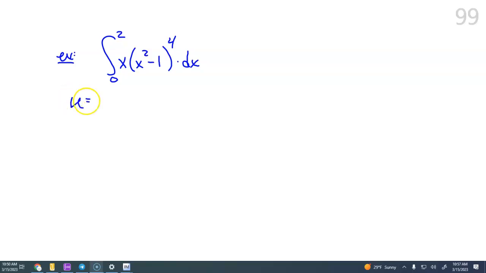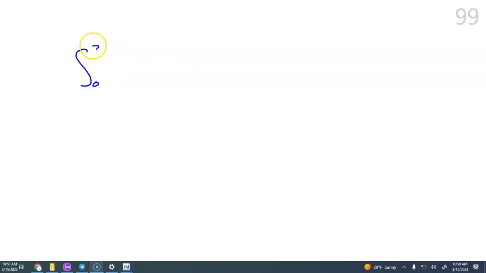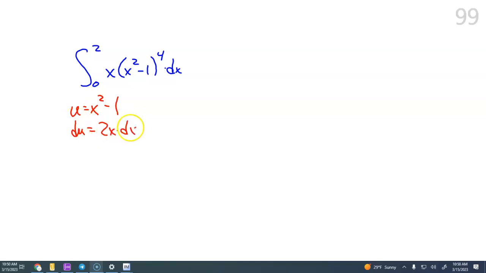I'm going to go through and say, okay, u equals the little guy. We'll integrate from 0 to 2 of x times x squared minus 1 to the 4th. So u is the little guy, so u is your x squared minus 1. So du is 2x times dx. But up here I have x times dx. So I need to multiply this by some number to turn it into x times dx. What's that number? Half. So 1/2 du equals x times dx.